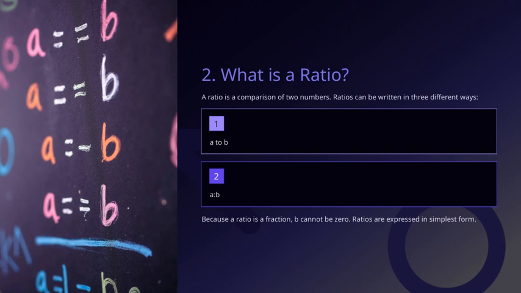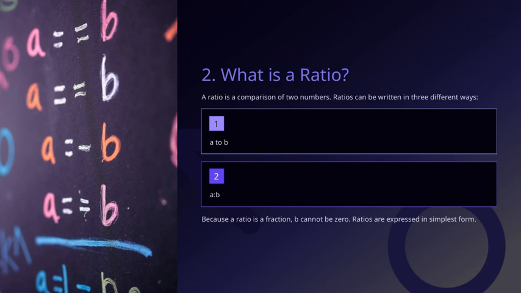Now, you'll notice that ratios can be written in a few different ways. The first way is using the words a to b, which is a very natural way to think about a ratio. The second way is with a colon, like a:b. Both of these are common and easy to understand. Since a ratio is like a fraction, it's important to remember that the second number, or b, cannot be 0, because dividing by 0 is undefined.